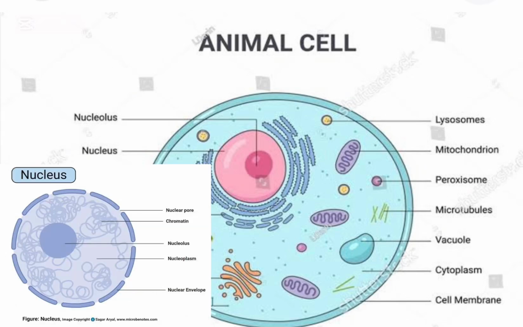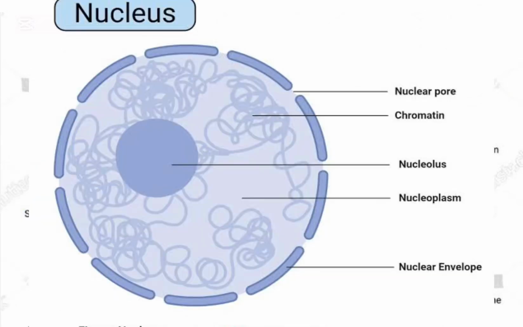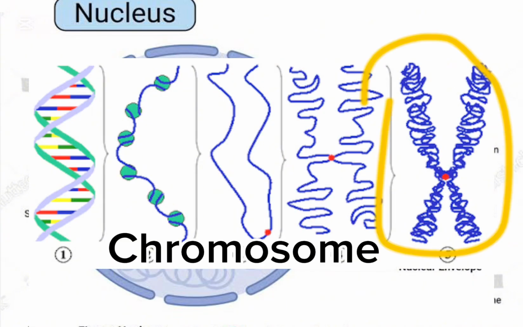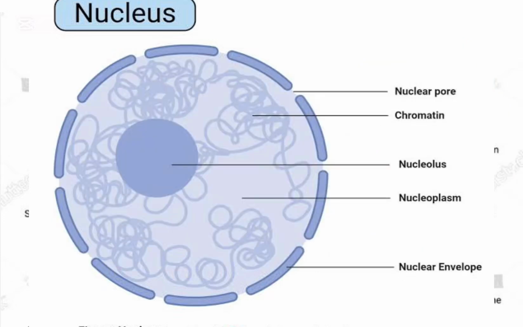So let's take a look at the nucleus. The nucleus is the control center of the cell. That is, it controls cell division, cell growth, DNA replication, RNA transcription. From the diagram, you will see a thread-like structure there called the chromatin. But when it is condensed, it is called chromosome. So these chromatin or chromosomes, they carry genetic materials or traits from parents to offsprings.